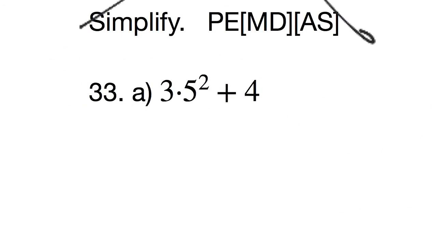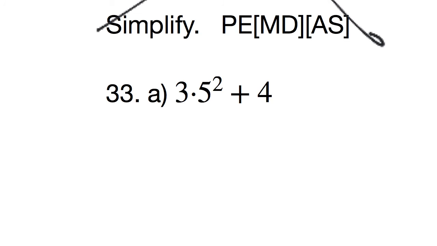Please excuse my dear Aunt Sally. Always do parentheses first, exponents next, multiplication and division in the order that you see them, and then addition and subtraction in the order you see them. So here in this example, we do exponents first. We get 3 times 25 plus 4.